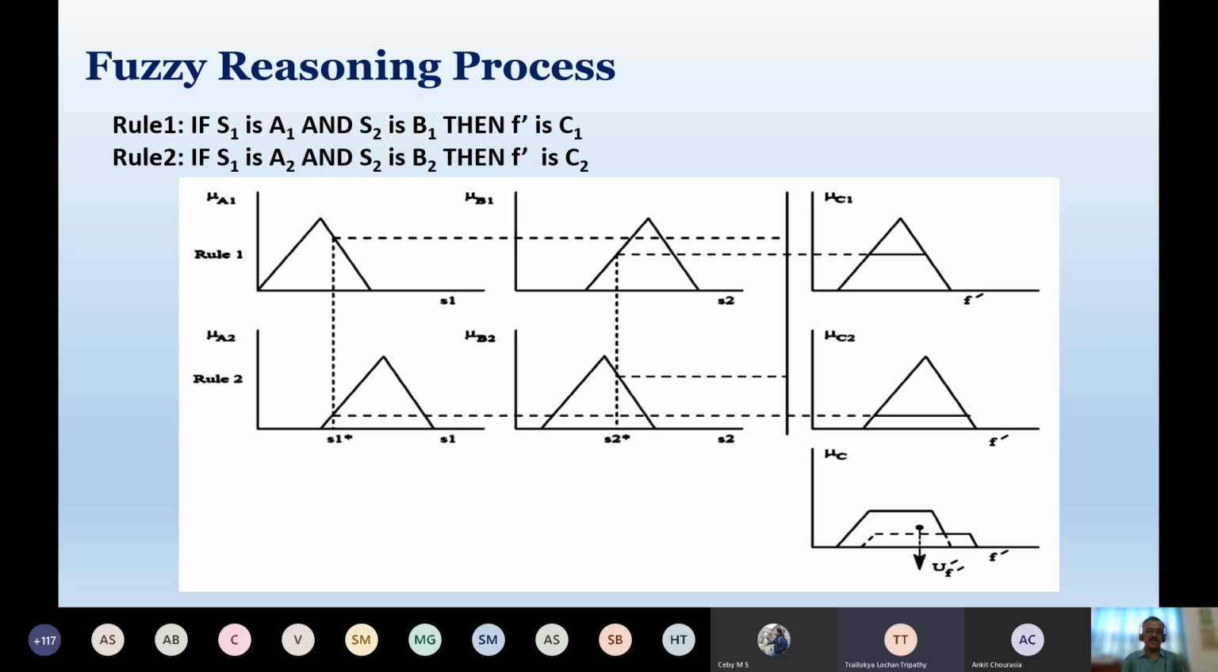Sir, here mu A1, mu A2, mu B1 and mu B2 indicate the rules, right? Not rules. They are membership values. This is rule 1: if S1 is A1 and S2 is B1, then F prime is C1. Now in the rule, there are 2 inputs and 1 output. For S1, the membership function distribution is A1. For S2, it is B1. For output F prime, it is C1. This is the temperature, this is the humidity, and this is the angle of valve opening for the air conditioner. Okay? Yes, sir.